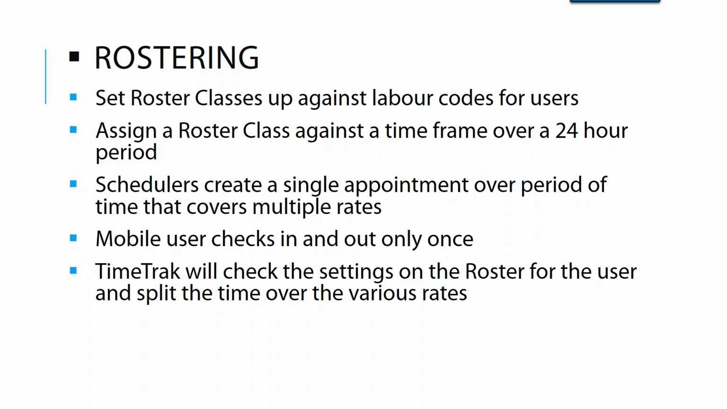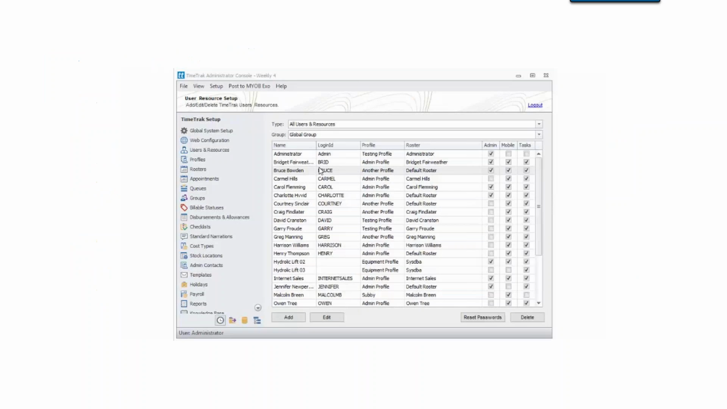So the roster classes are assigned to labor codes against users. And then we've got a 24-hour, 7-day-a-week kind of block system where we can assign a roster class against a time frame. Then what happens is your schedulers would go ahead and create the single appointment over what could be multiple rates over a period of time. The mobile user checks in and out only once, and TimeTrak will go and check the settings against the roster, go and check the user's labor codes that are against each roster class, and split that time over the various rates. So I have an example of that.